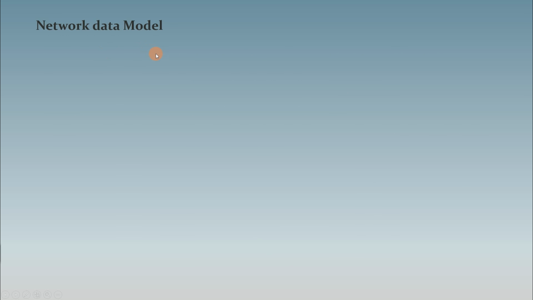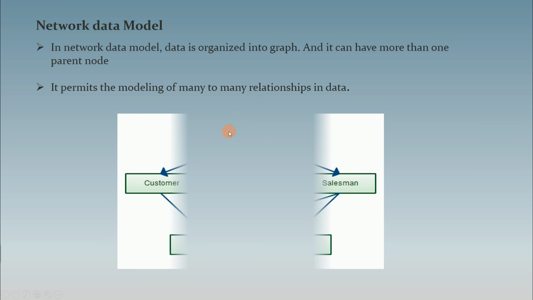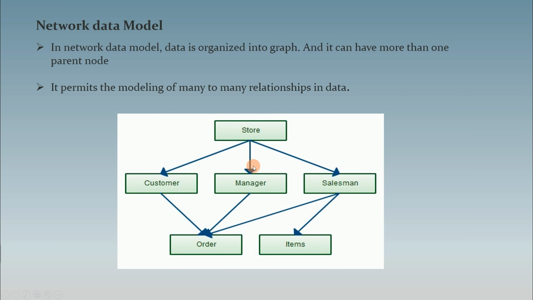Now, the network data model. In the network data model, data is organized into graphs and it can have more than one parent node. It permits the modeling of many-to-many relationships in data. You can see here, it can have more than one parent, like this one has a relationship with this one, and this one with this one. So this is organized in graphs, as shown here. The relational data model shows the data in tabular form, but here it is in a graph.